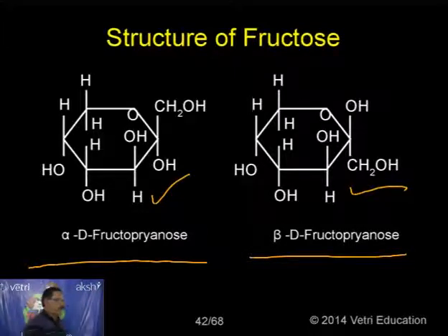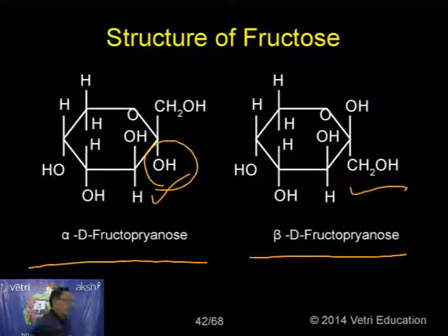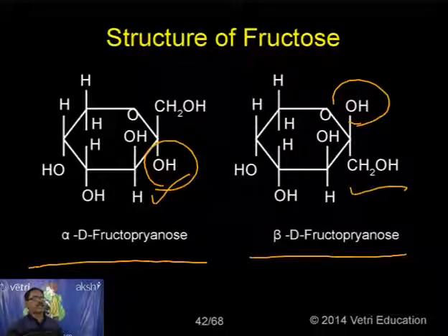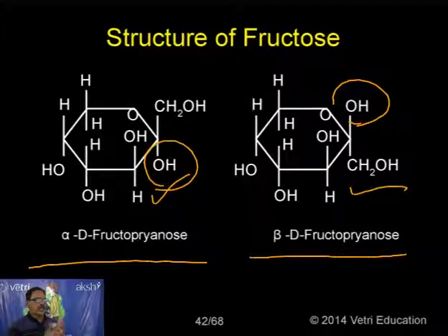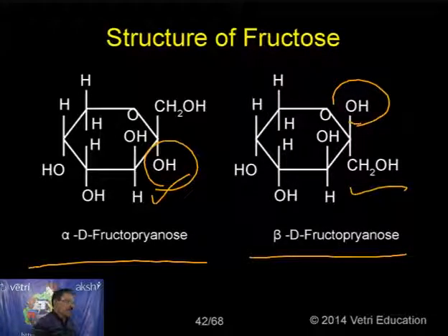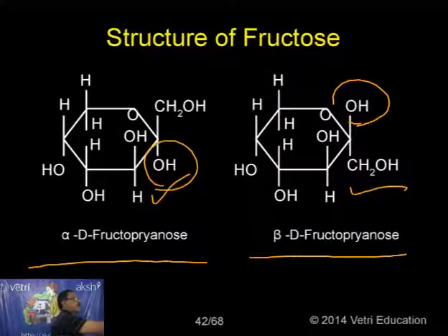As usual, alpha is OH below the ring, beta is OH above the ring. So D indicates that for the lowermost optically active carbon, the OH is on the right hand side. To have a clear idea regarding D and L configuration, refer to my previous lectures. So this is alpha D fructose on the left side and beta D fructose on the right hand side.